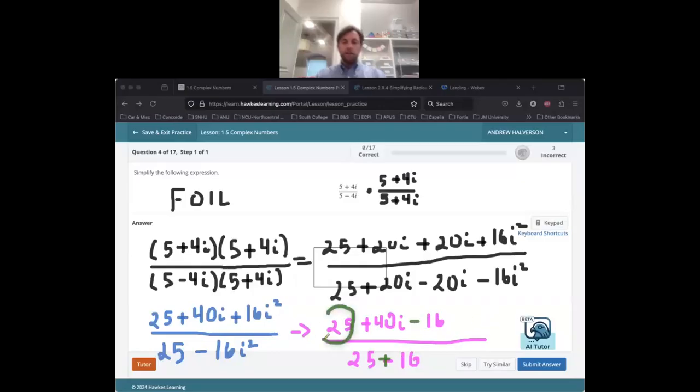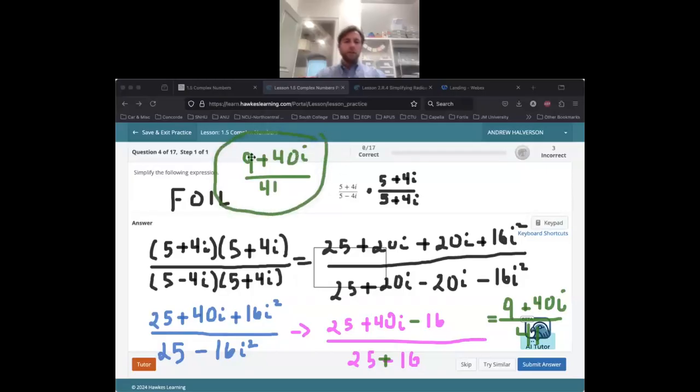And so I can simplify this to be what? 25 minus 16 in the numerator gives me 9 plus 40i, and 25 plus 16 in the denominator gives me 41. So this is just, I'm going to write it up here now. That's the answer here up in green.